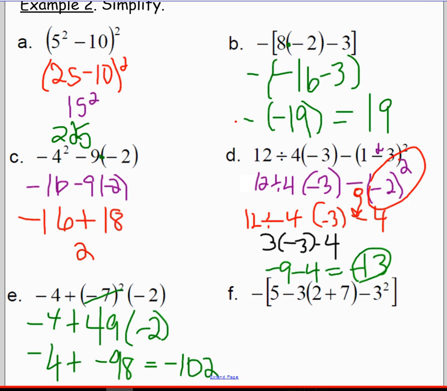And for our last problem, question F, we have brackets. Again, that's to show us parentheses. So everything in there needs to be taken care of before we deal with the negative on the outside. And so if we look inside of those brackets, we have another set of parentheses. And so that's where we start. We can simplify inside there. So we'll simplify the 2 plus 7 first.